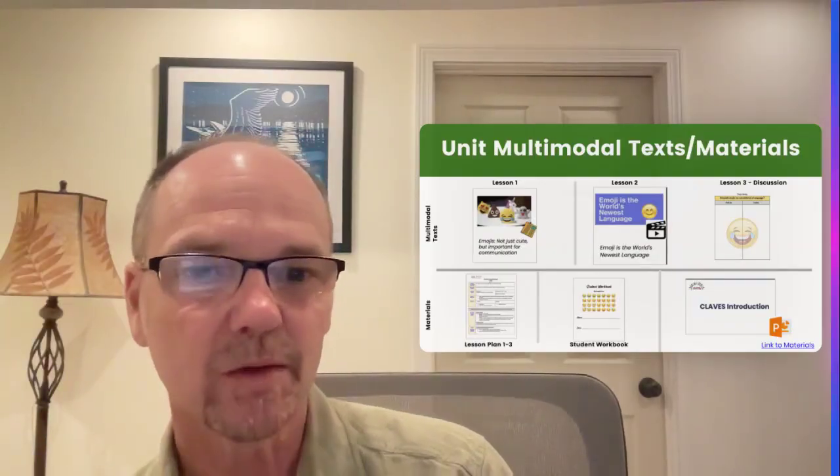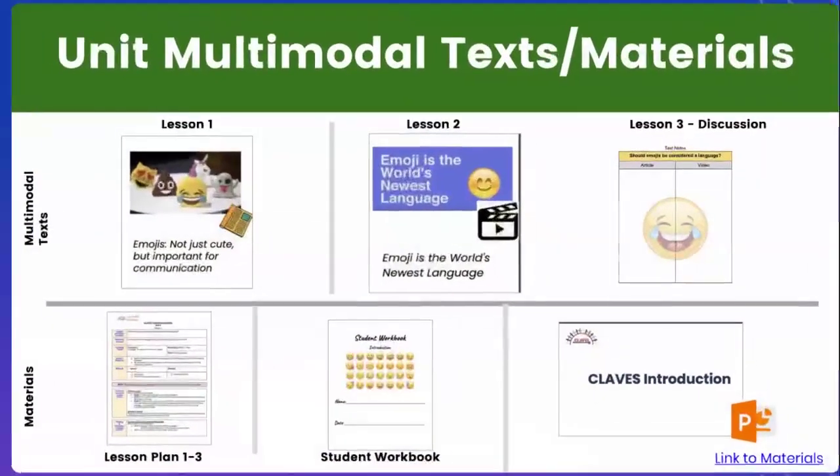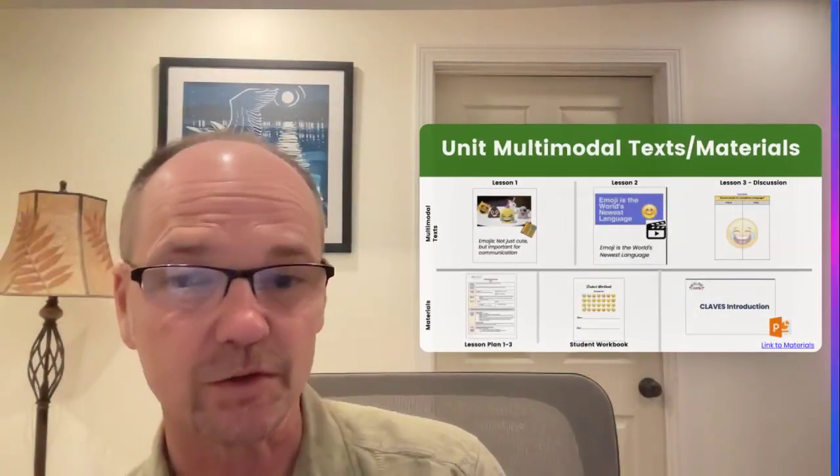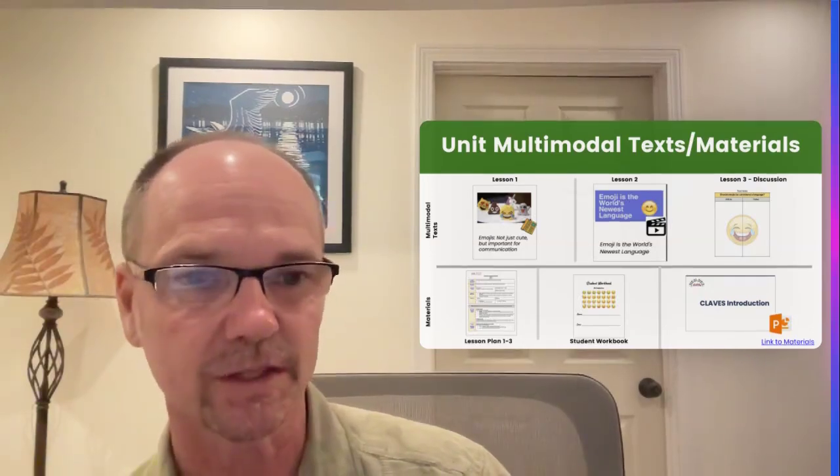In this unit, we have multimodal texts. In lesson 1, we have a print text, a PDF text about emojis, not just cute, but important for communication. In lesson 2, we have a video, emojis as the world's newest language. And then lesson 3 is a discussion where students can take notes about what they learned from the article and the video in terms of deciding what they think about whether emojis should be considered a language. The materials are 3 lesson plans and a student workbook. But again, this is a very straightforward introductory unit.